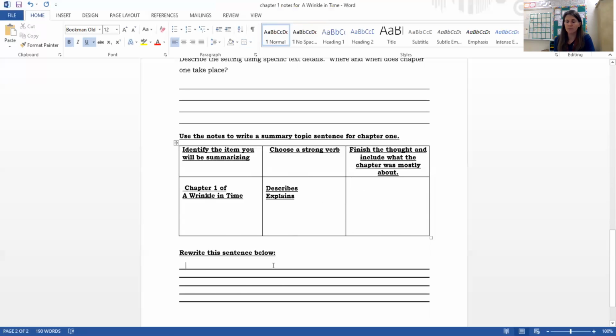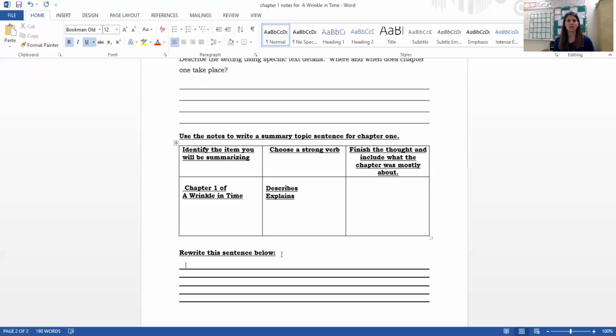Now down here, you need to put it together and make it form a full sentence. Notice the strong verb. A lot of times we want to go with "chapter 1 of A Wrinkle in Time is about." Try to pick a stronger word there. "In the first chapter of A Wrinkle in Time, it describes." So you're changing the format of your sentence. Perhaps you're going to start with a prepositional phrase. You don't have to, but you need to think that through so that you have proper sentence construction.